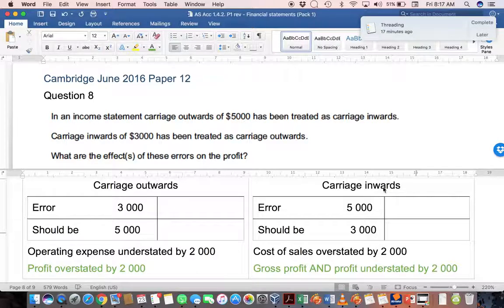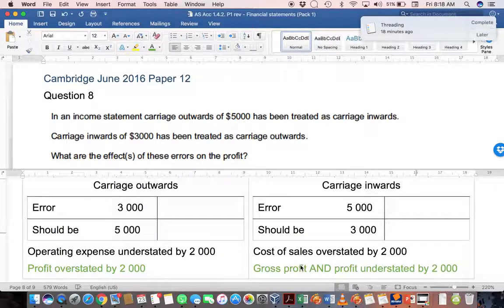Carriage inwards, however, is the delivery fee paid on goods coming into my business. In other words, it adds to the cost of sales. So in this case, my cost of sales is overstated by 2,000. Remember, the cost of sales will impact on the gross profit. So the gross profit will be understated because the expense has been overstated, cost of sales is the expense that's overstated, so gross profit would actually be less than it should be, and gross profit impacts the actual profit, so both gross profit and profit are understated by 2,000.